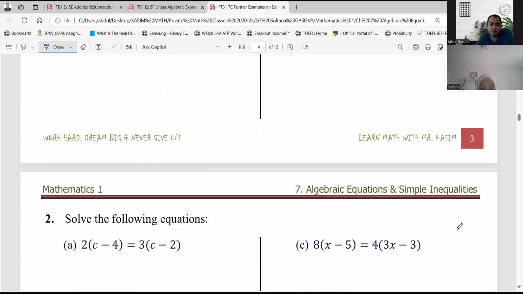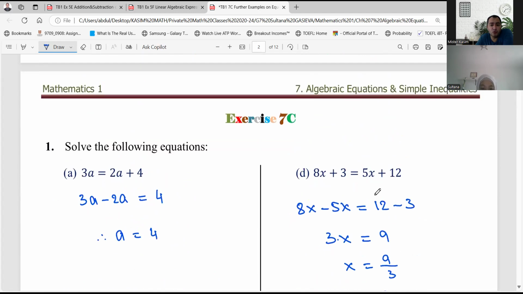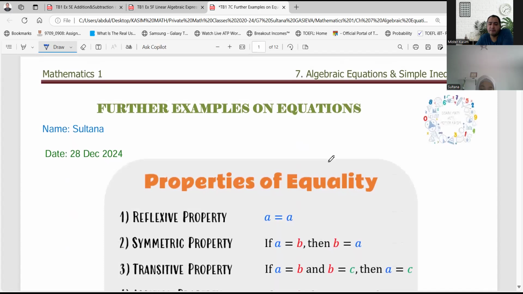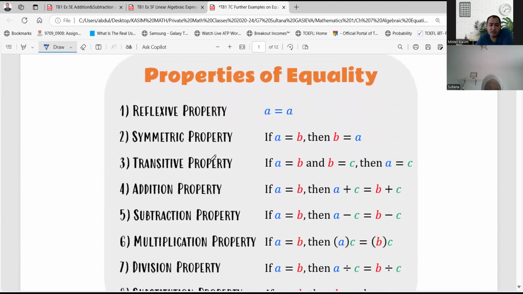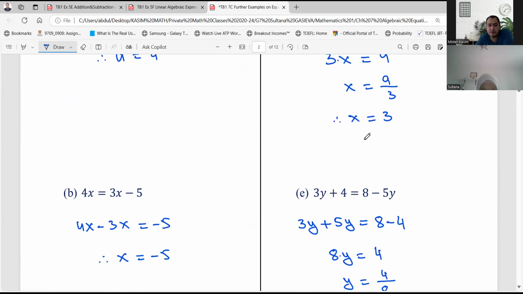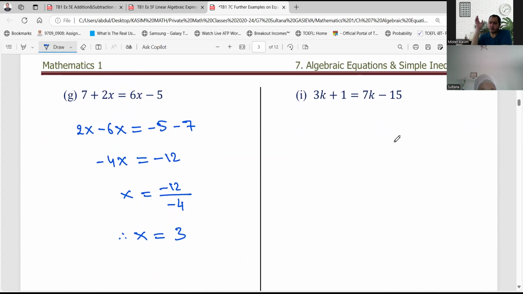It's really simple, Sultana. A lot of you don't understand because number one, you don't know the rules, and number two, you don't know how to use the rules. As you see here, the rules are really simple, right? Very easy. Reflexive property, A equals A; symmetry property, if A equals B, then B equals A. That's it. Once you understand the logic, from now on, grade 7, 8, 9, 10, 11, 12, you are using the same idea to solve every equation.